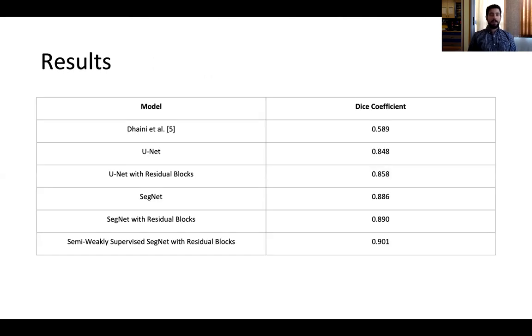So now the result. As we can see from the table, the image processing approach has the lowest dice coefficient, around 0.58. And our approach, the semi-weakly supervised SegNet with residual block, which was trained using a labeled dataset and a weakly labeled dataset, has the highest dice coefficient with 0.90, which is higher than the other approaches that we tested that were trained only using the labeled dataset.